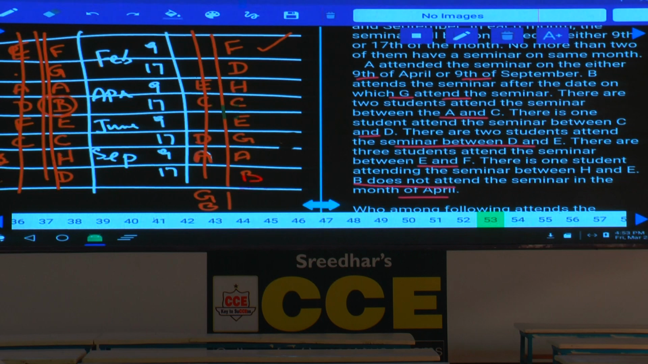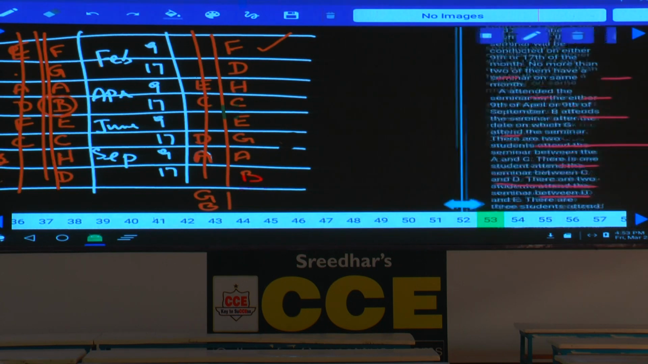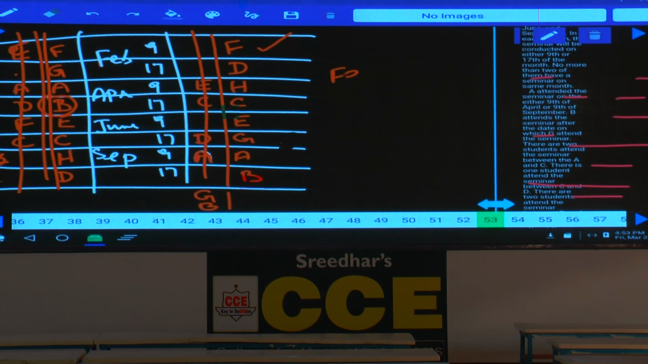Now, sir, whenever these dates and months are given, this is the best way to solve this. Why? Because some of the students work like this. Feb is here, isn't it? Feb 9 and Feb 17, and the next one April 9 and April 17. Some students represent the statement like this. If you work out this way, there won't be any problem, you will get the answer.